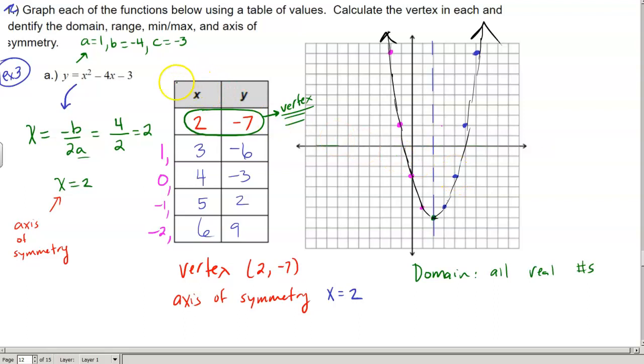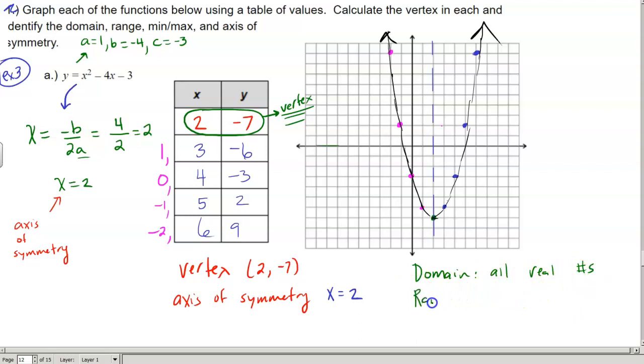In other words, if I said, hey, what could I plug in for x into this function, right? There would be no restriction there. You can plug in any number. There's going to be no errors. There's going to be no weird square root of negative something that you take there. Anything is allowed. So that's why we put all real numbers.